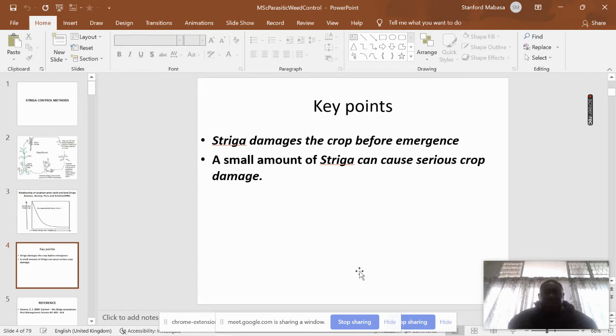So these are some of the key points to note. Striga damages the crop before emergence. So this implies that if we are using hand hoeing, it can be extremely difficult to control the parasites. Also, a small amount of striga cannot be ignored because it can cause serious crop damage.